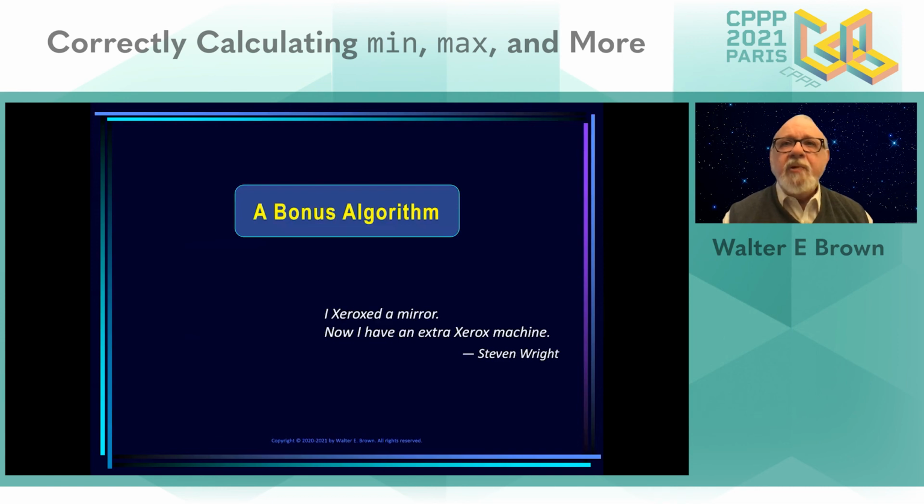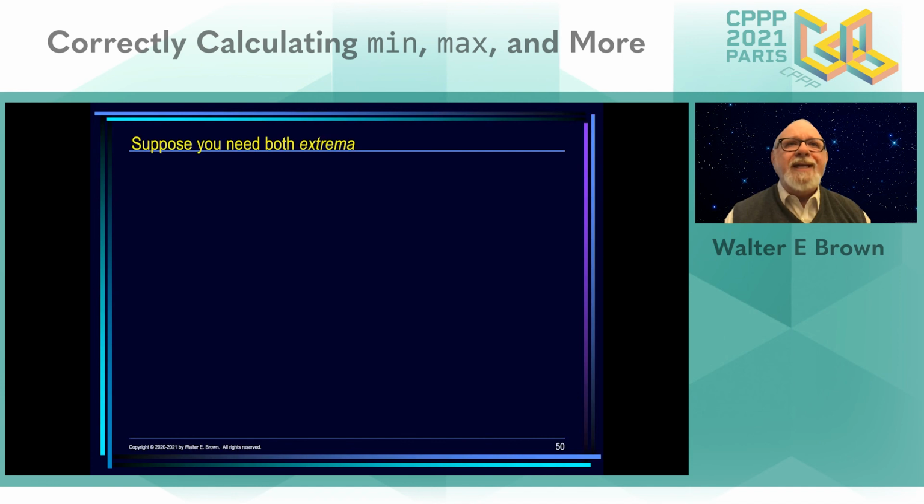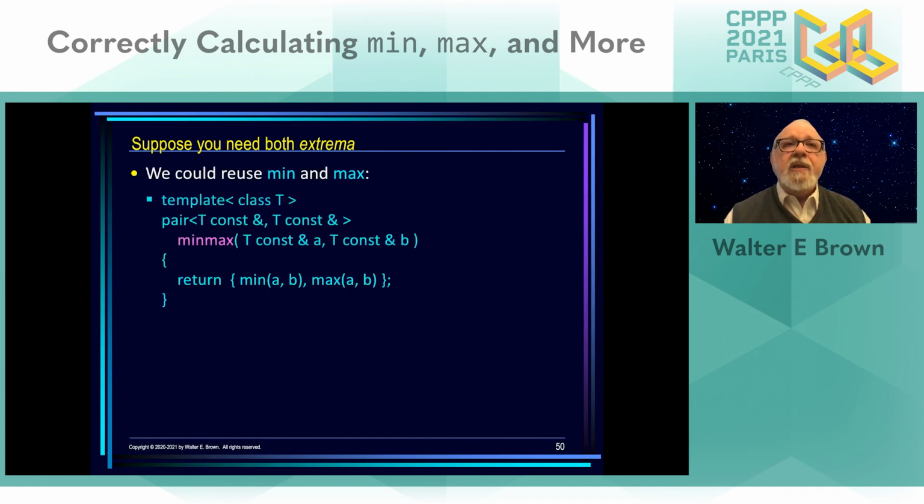I started the talk with min and max, so I'd like to return to that. But suppose I need both of them, which are collectively known as the extrema. Now, of course, one approach is to reuse min and max. And so my min-max algorithm would look approximately like this, right? I can directly return a pair consisting of first the min and then the max of A and B.